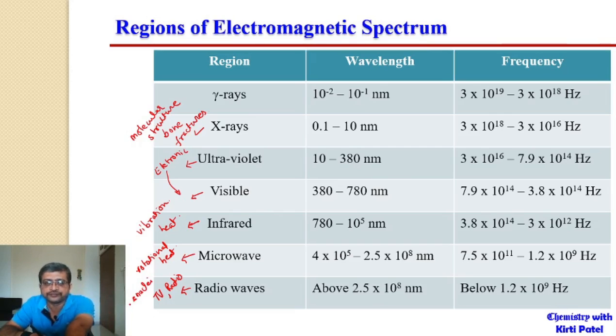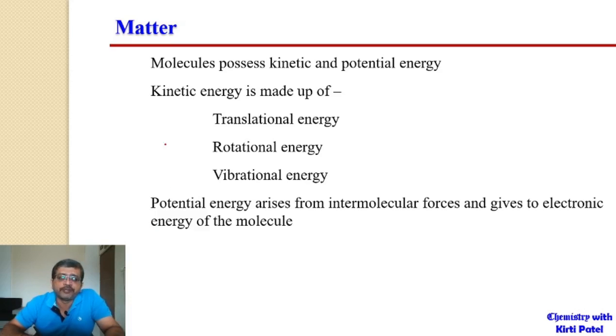Matter possesses two types of energies. One is kinetic energy and another one is potential energy. Kinetic energy can be divided into three different main parts. One is translational energy, where matter goes from one position to another position. Whatever energy is required for that is translational energy. This energy is continuous, and the least amount of energy is required for these translational motions.